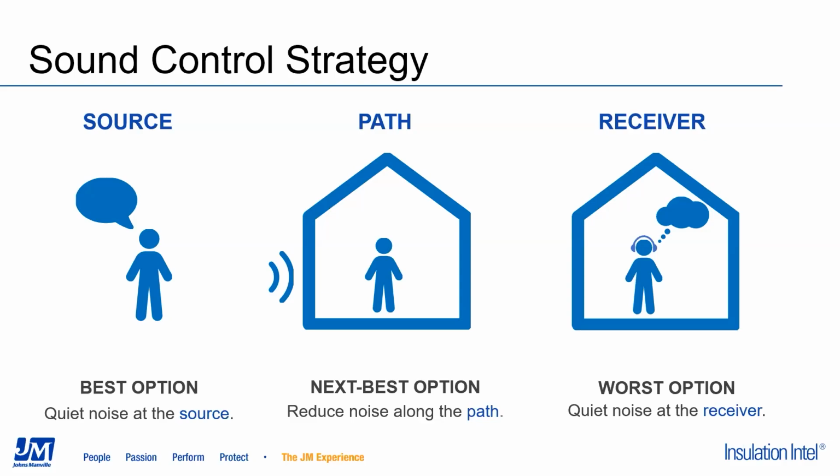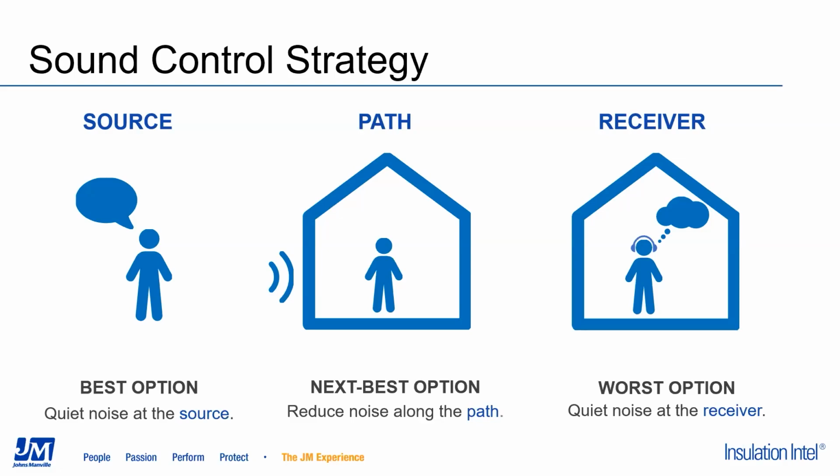But if you can't fix a source, maybe we're talking about the neighbors in your condo building, we can't do too much with those kinds of sources. And most of our presentation will be talking about this. But we can try to reduce the noise along the transmission paths by either improving the wall or floor ceiling assemblies. And then finally, the last and worst option is quieting noise at the receiver.